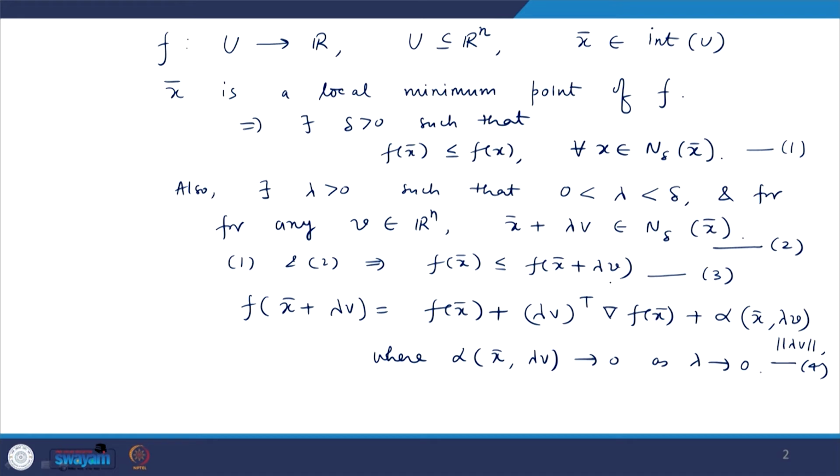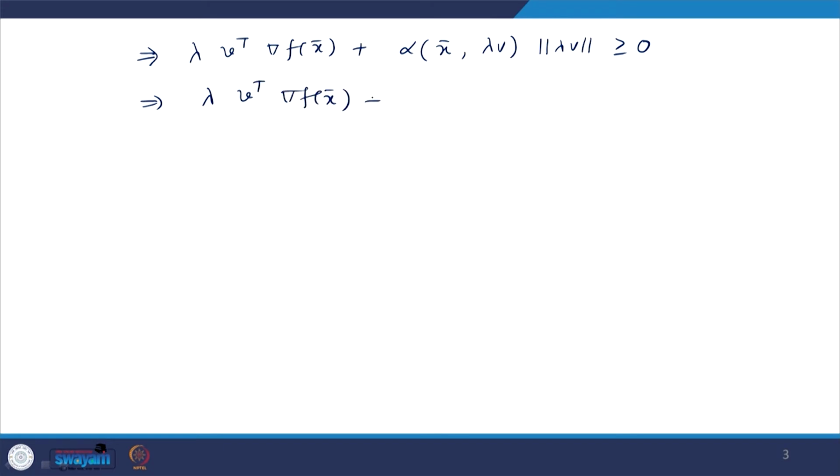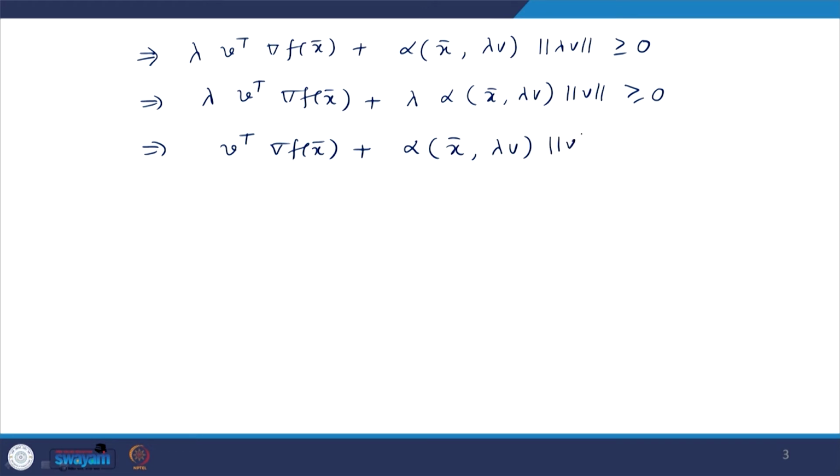Now, from 3 and 4, since f of x bar plus lambda v minus f of x bar from 3 is greater than or equal to 0, this expression is greater than or equal to 0. That means lambda v transpose gradient of f at x bar plus alpha of x bar and lambda v times the norm of lambda v is greater than or equal to 0. Lambda can be taken out from the norm. So this implies v transpose gradient of f at x bar plus alpha times the norm of v is greater than or equal to 0.